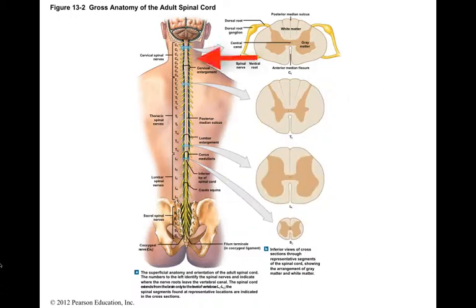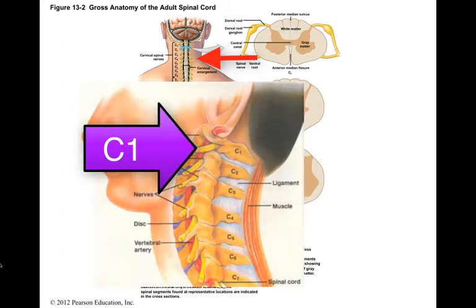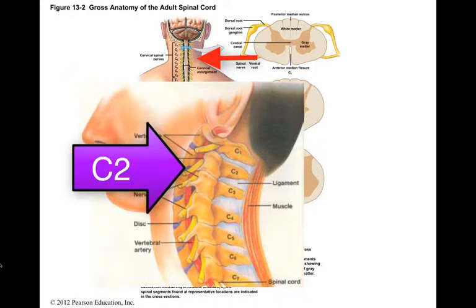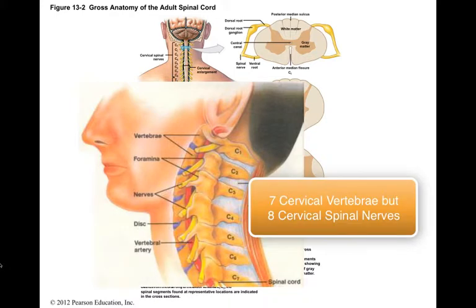This arrangement is different in the cervicals. The first cervical spinal nerve, which is C1, passes between the occiput and the first cervical vertebrae. Thus, the C1 spinal nerve exits just superior to the C1 vertebra. C2 exits above C2. A spinal nerve designated as C8 will exit just below the C7 vertebrae. Therefore, although there are only 7 cervical vertebrae, there are 8 cervical nerves.